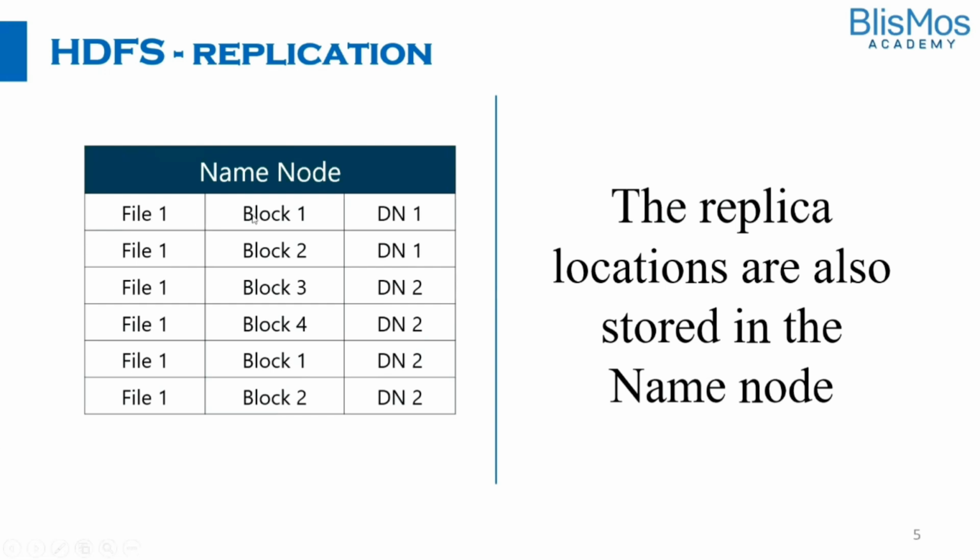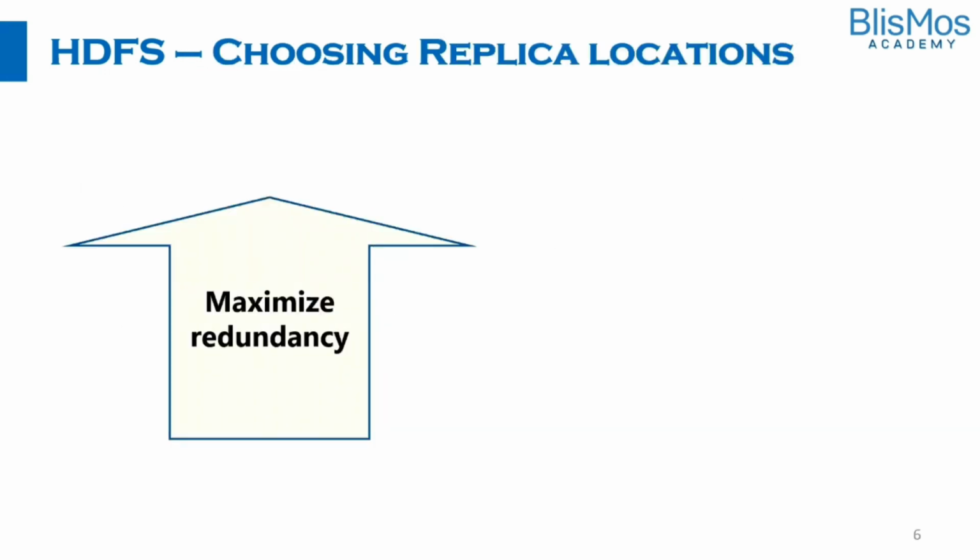For example, now file 1 block 1 is in data node 1, file 1 block 2 is in data node 1, and we have the same block 1 and block 2 stored in data node 2. The framework itself ensures that replica locations are also stored in the name node. That way, whenever we request to read the data, we get to know where exactly the data is stored by referring to the name node, and we go to that particular place, read the data and come back. Having understood how we tackle the data node failure, that is by defining the replication factor, by replicating the data and storing it in different data nodes.